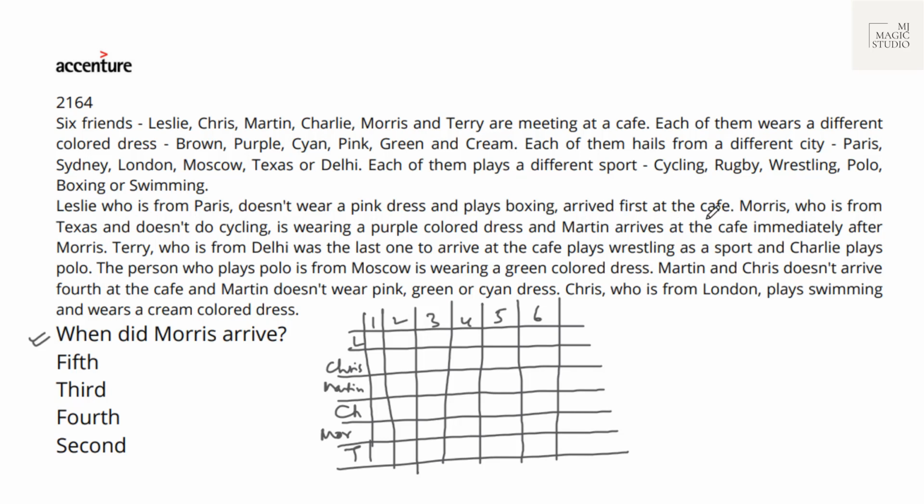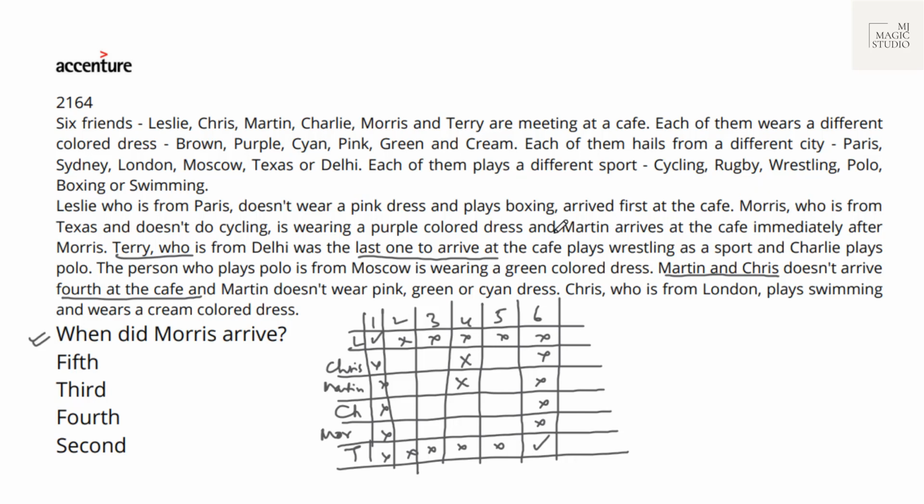Lacey arrived first at the cafe. Lacey arrived first. And as I was reading, I can read somewhere about Terry. Terry, who is from Delhi, was the last one to arrive. Terry was the last one to arrive. Martin and Chris don't arrive fourth. Martin is not 4. Chris is not 4.